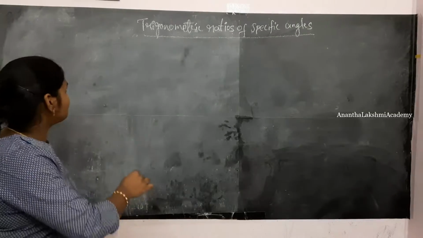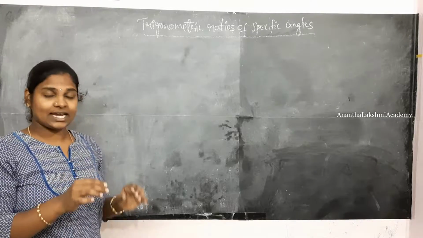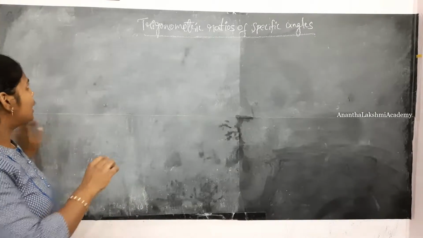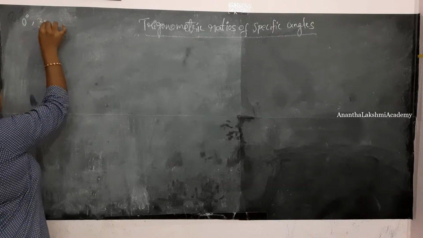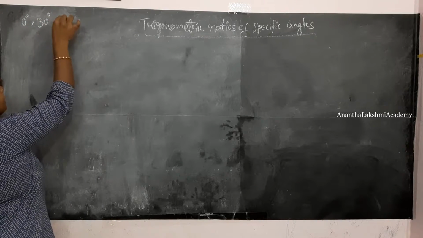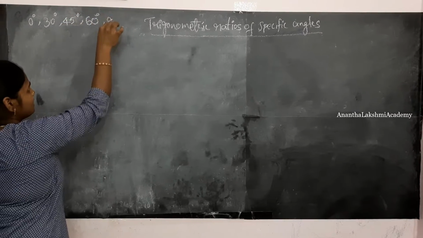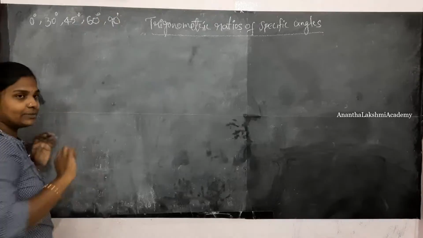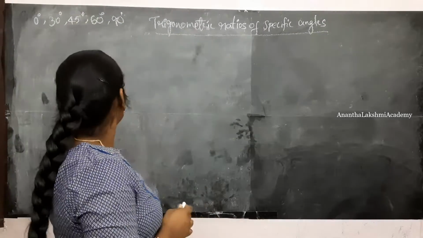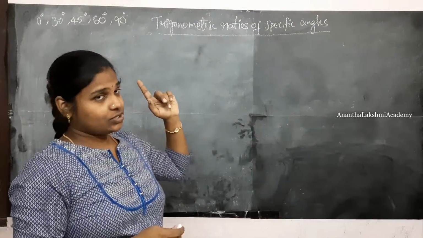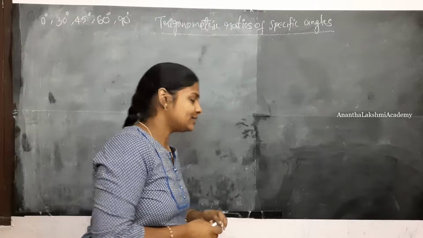We know that the trigonometric ratios are nothing but sine, cos, tan, cosecant, secant and cot, right? For those ratios, we are going to figure out the values at specific angles like 0 degrees, 30 degrees, 45 degrees, 60 degrees and 90 degrees in our syllabus. Okay, so let's get started. First of all, we'll try to figure out the ratios of 0 degrees. All right, let's get started.